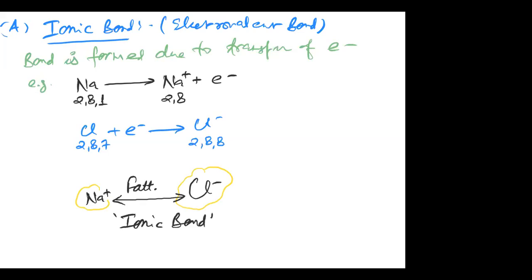So I'm repeating again, as far as ionic bond is concerned, the bond is formed due to complete transfer of electron. Here sodium is converting to sodium plus while losing an electron, and chlorine will gain an electron and convert into chloride ion. Once we have formation of Na plus and Cl minus, the electrostatic force of attraction between oppositely charged ions, which is Na plus and Cl minus, is known as ionic bond.